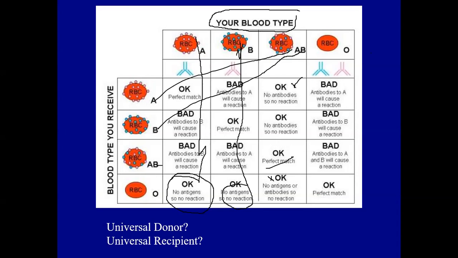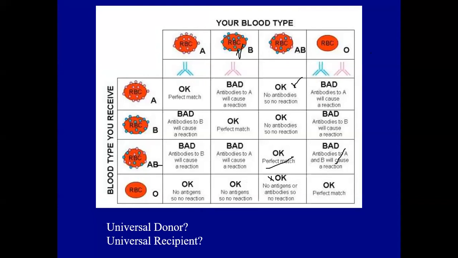And O has no antigens on it, so no antibodies would attach to it. Okay? If your blood type is O, you can't get A, can't get B, can't get AB, but you can get O. And what that tells us is, because O has no antigens on it, we can give it to anybody because it's not going to react. The antibodies that you might have will not react with it, so O is called the universal donor.